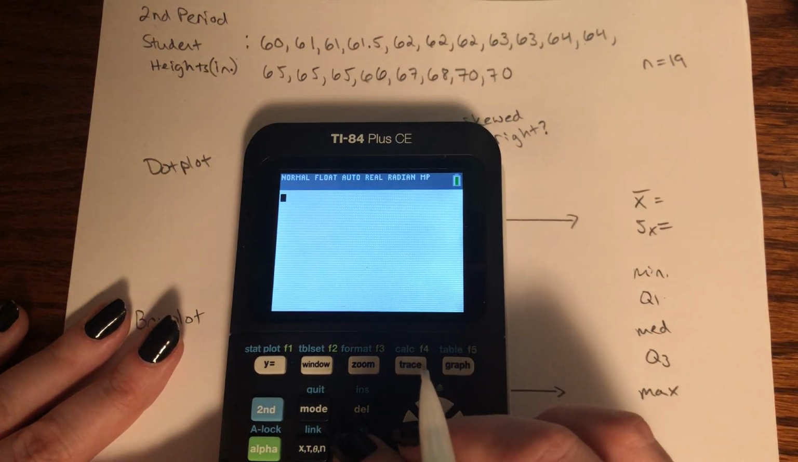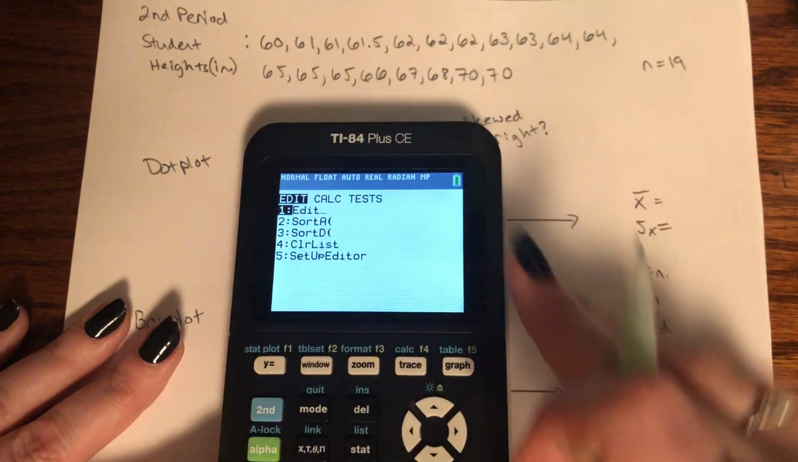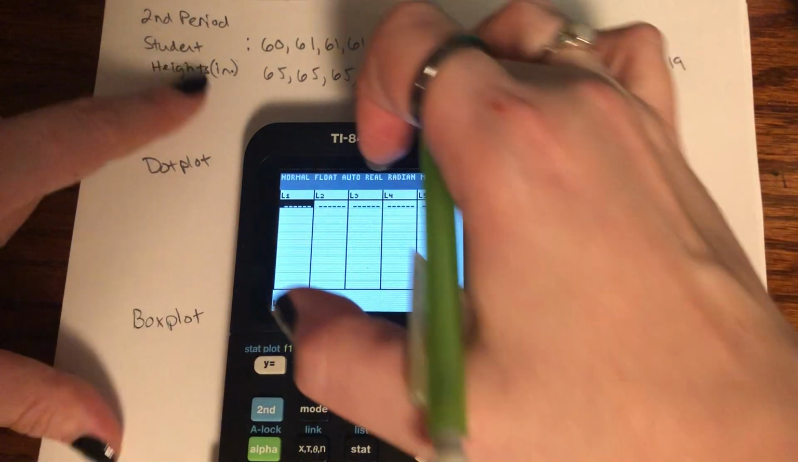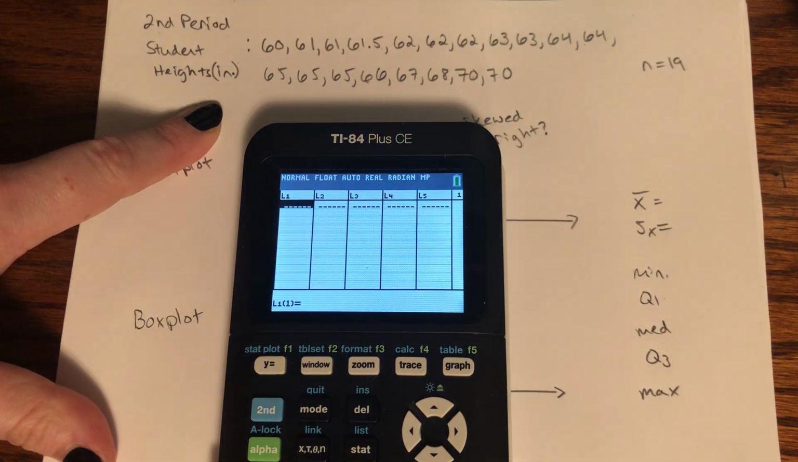is go into Stat. I'm going to hit Enter on Edit, and I'm going to type in all the numbers that I have at the top here. So 60, hit Enter, 61, hit Enter. Bear with me while I go ahead and type these in. Typing and talking is not my strong suit.